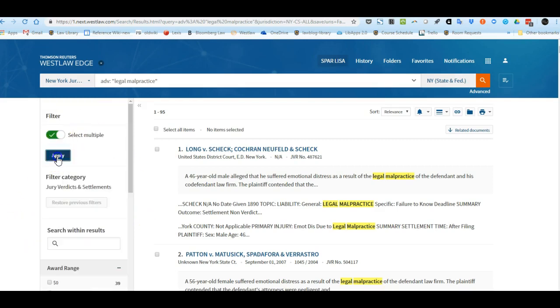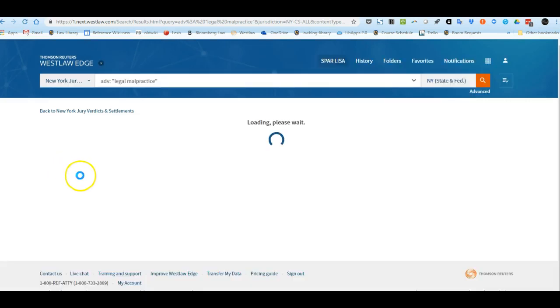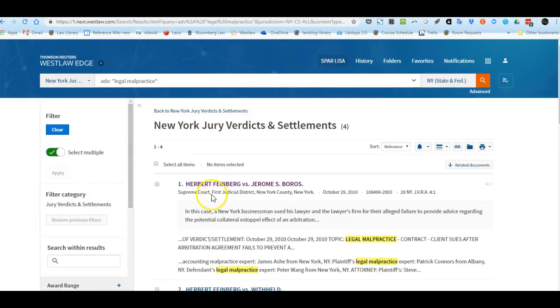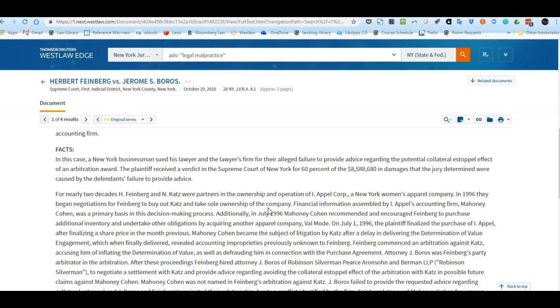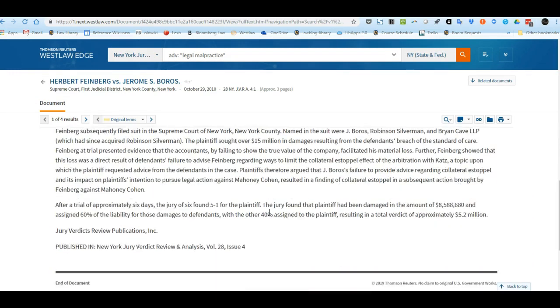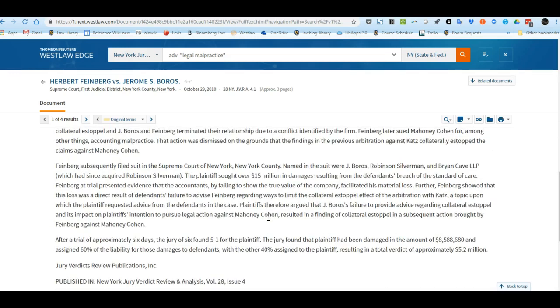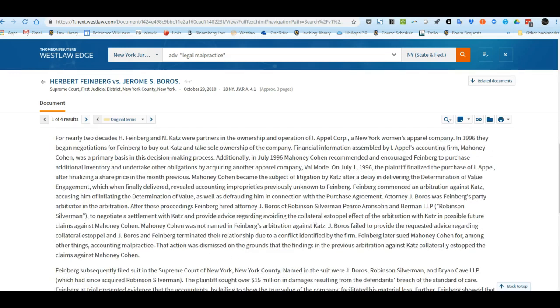And then apply. So I'm now filtering through cases on legal malpractice where the verdict was for 5 million or more. So read this and weep, future attorneys. Because somebody was found liable for malpractice for over $5 million.